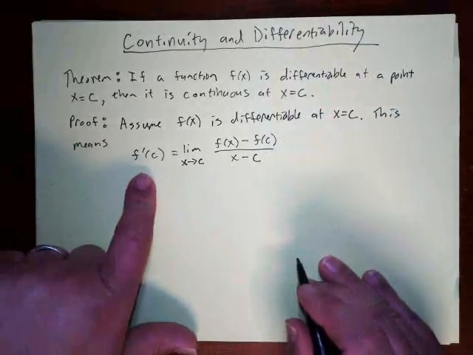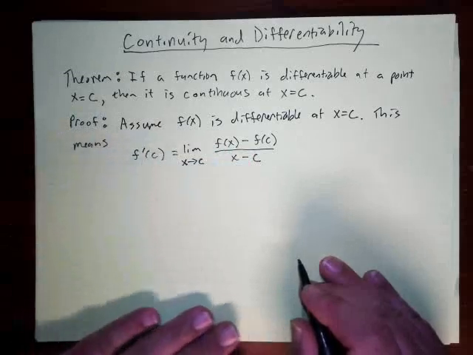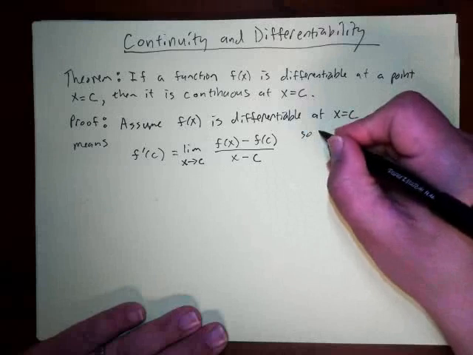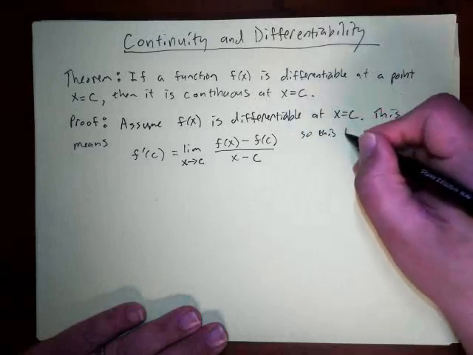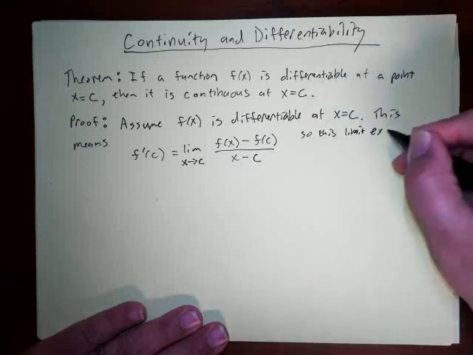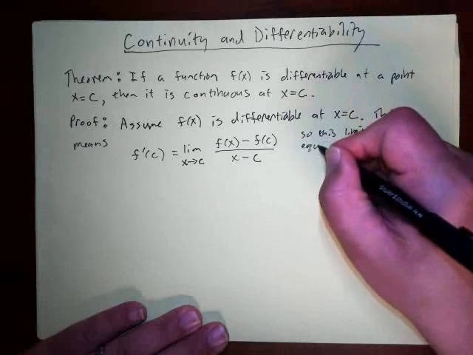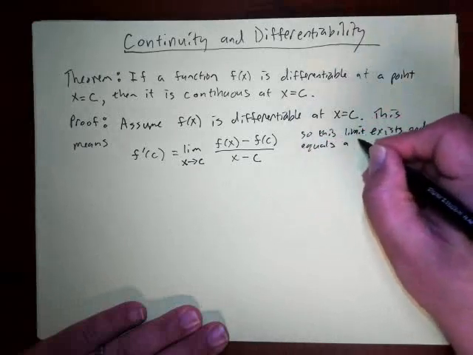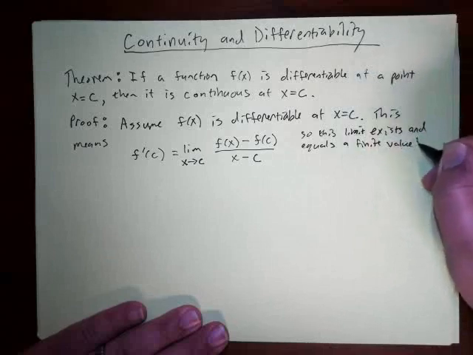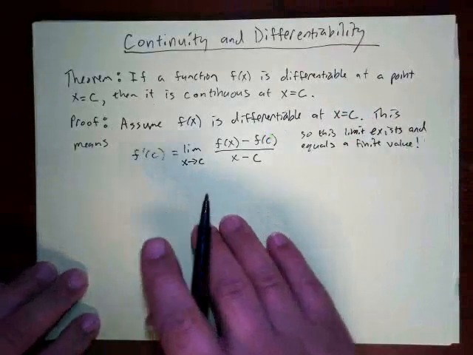So it means that this is equal to this limit, and so this limit exists and is equal to a finite value. Okay, so this limit here exists, it's equal to a finite value.